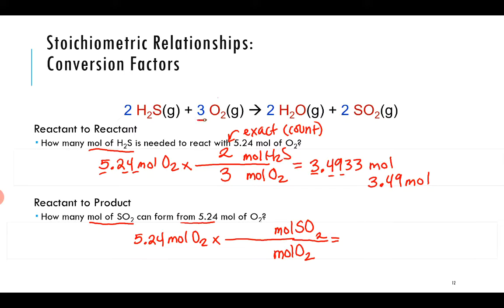And so there's a 3 coefficient in front of the O2, and there's a 2 coefficient in front of the SO2. This also works out to 3.4933 moles because the numbers are exactly the same as in the previous problem. And so that will be 3.49 moles.